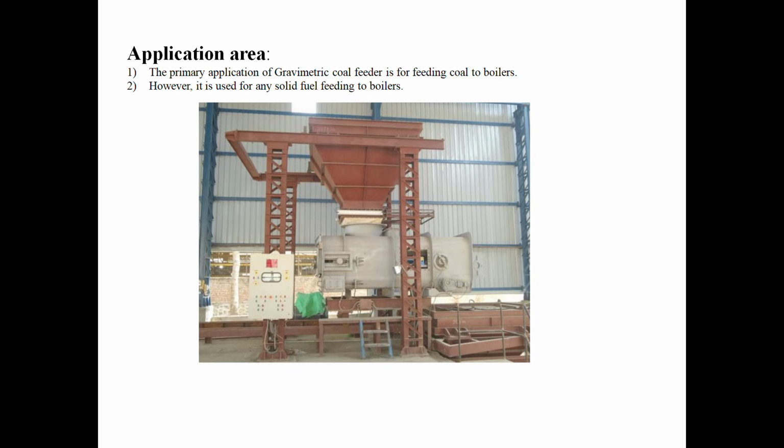This is the application side. The primary application of the gravimetric coal feeder is for feeding coal to boilers. However, it can be used for feeding any solid fuel to boilers.